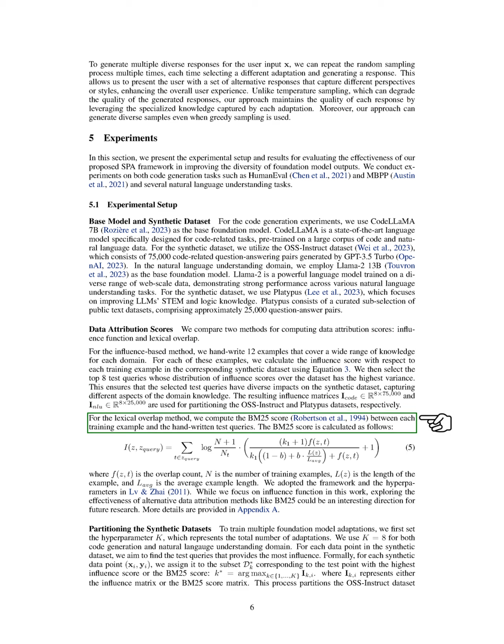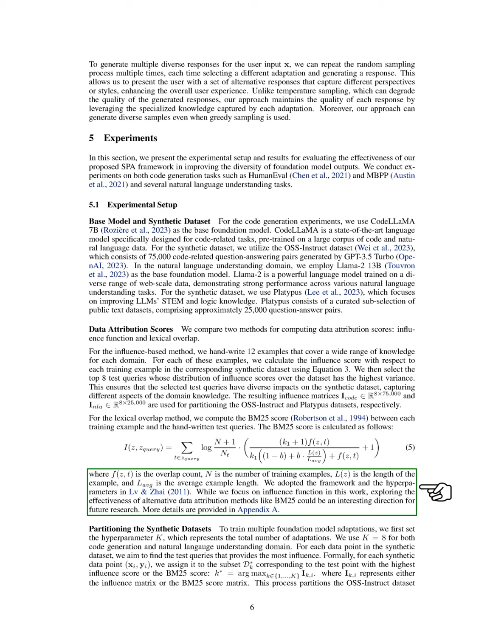For the lexical overlap method, we compute a score based on the overlap between training examples and our test queries. While we focus on the influence function in our work, we recognize that exploring other methods like BM25 could be valuable for future research. More details can be found in the appendix.